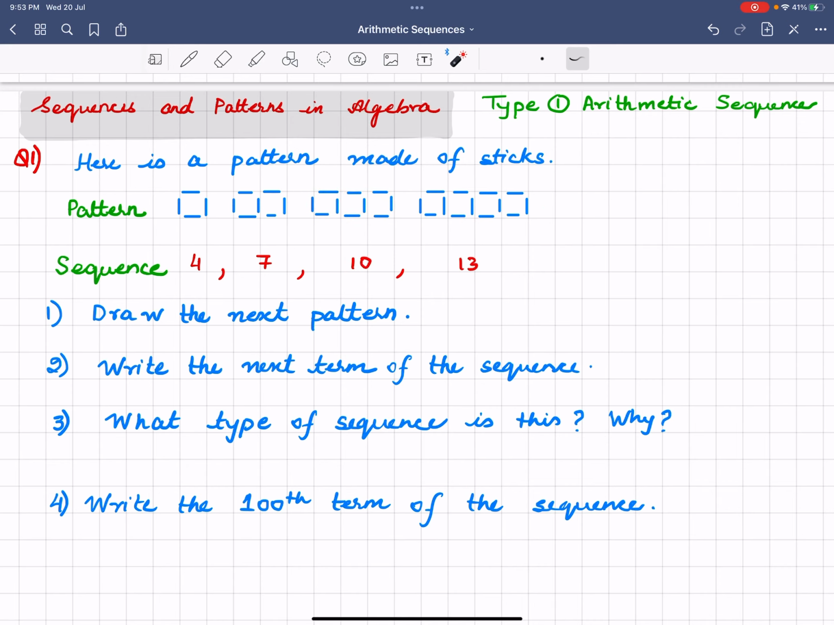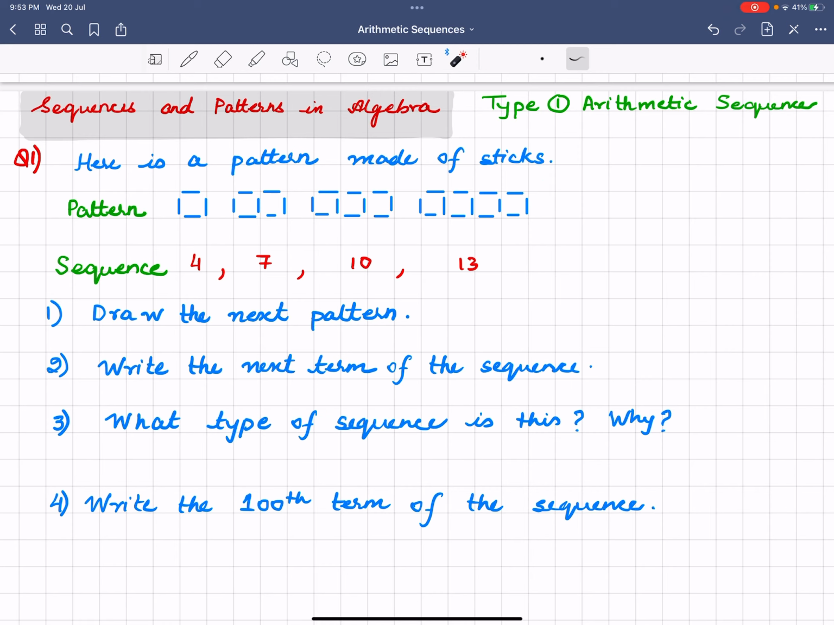So if we observe something here, when we use the number of sticks that we have used to make each pattern, we get a sequence. When the pattern is made up of 4 sticks, I write 4 here. When the pattern is made up of 7 sticks, I write 7, and hence I form a sequence. So a sequence is a numerical representation of a pattern.